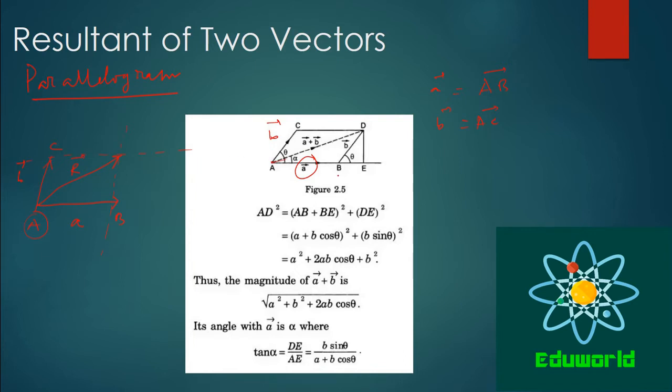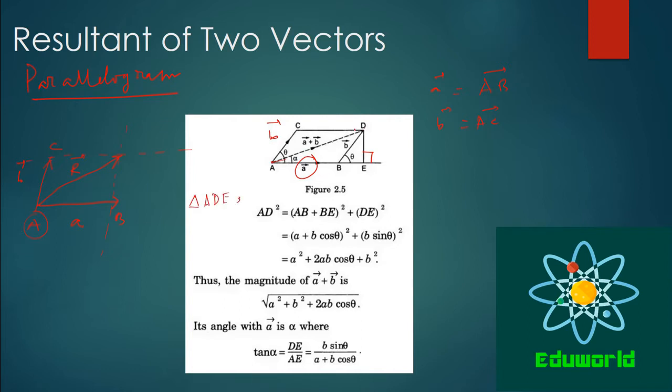Now how will we get the magnitude of that resultant and the direction of that resultant? To get that, we will have to draw a perpendicular from point D to the extended line of AB. So that is DE. DE is perpendicular on AB, or AE. AE is the extended version of AB. So now from the triangle ADE, please try to observe very carefully.